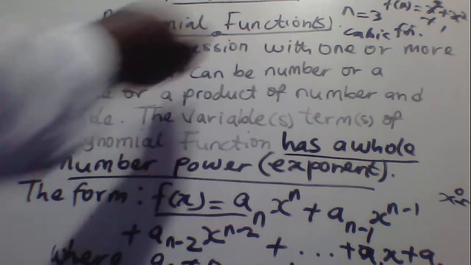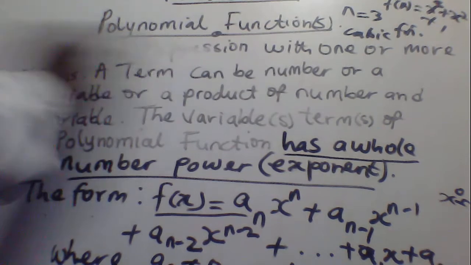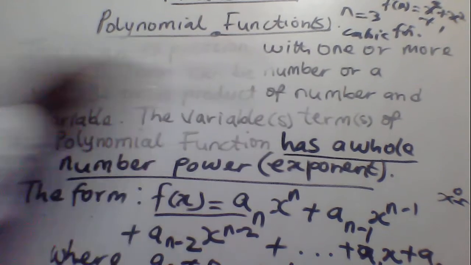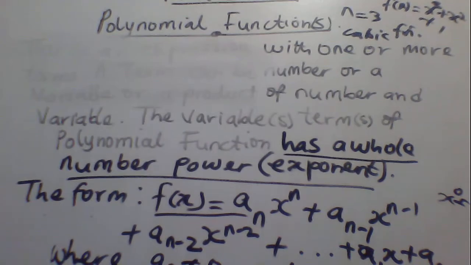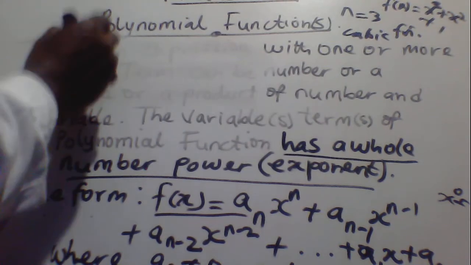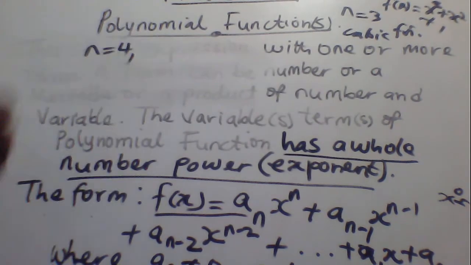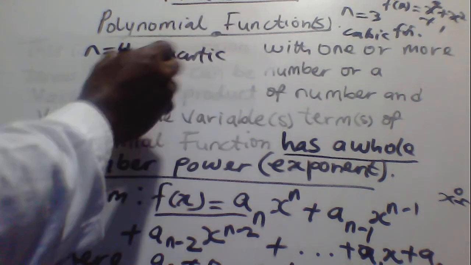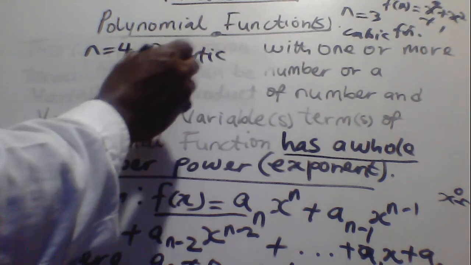So we can now proceed. I hope you understand the first thing we did. So we also have when n is equal to 4, we say it is a quartic function, sorry.